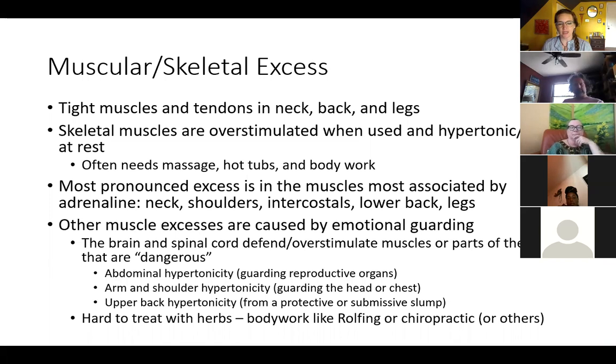hypertonic, overtoned, overtense in your abdomen is guarding reproductive organs. The arm and shoulder hypertonicity is guarding the head or the chest, your heart and your head. That's the joint junction that I talked about up here, guarding the things up here. Upper back, it's protective and guards from a protective or submissive slump.